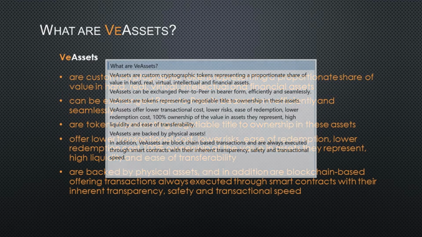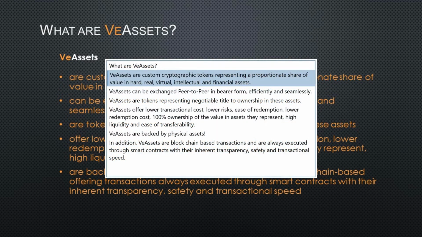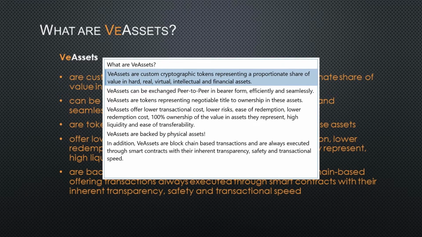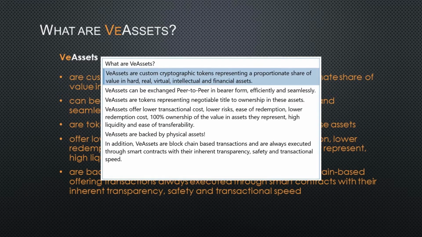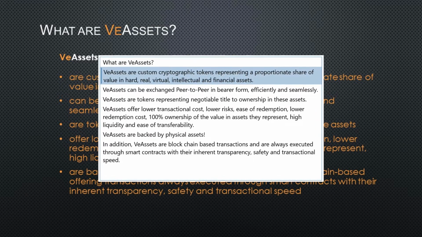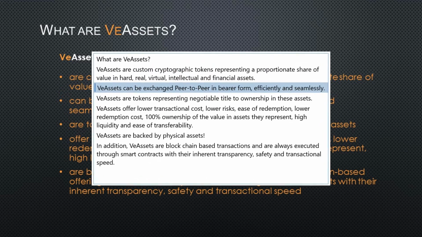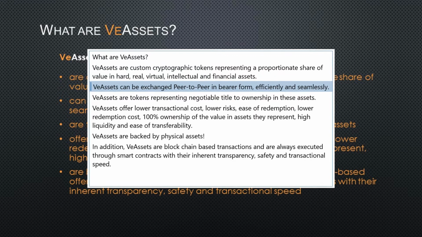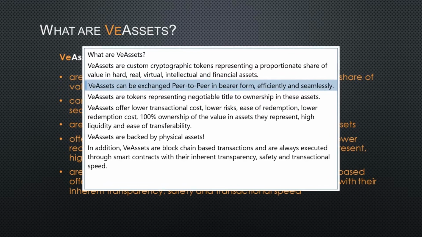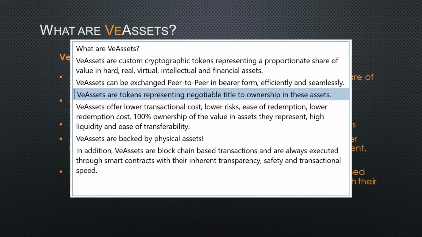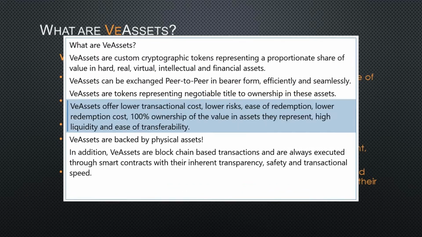What are VeAssets? VeAssets are custom cryptographic tokens representing a proportionate share of value in hard, real, virtual, intellectual and financial assets. VeAssets can be exchanged peer-to-peer in bearer form, efficiently and seamlessly. VeAssets are tokens representing negotiable title to ownership in these assets.